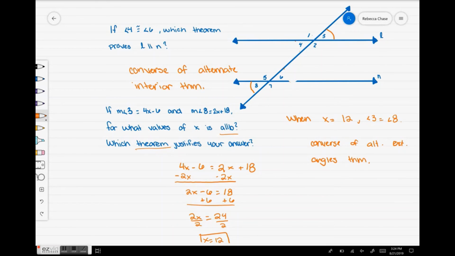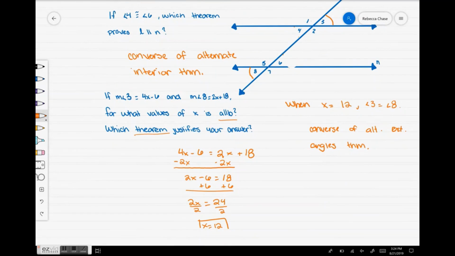Okay, so this shouldn't be super difficult as long as you understand what we went over yesterday. All we're doing is taking the converse and flipping that statement and using it the opposite way. We're using it to prove that lines are parallel instead of proving that angles are equal or supplementary. All right, so make sure that you got those notes written down.